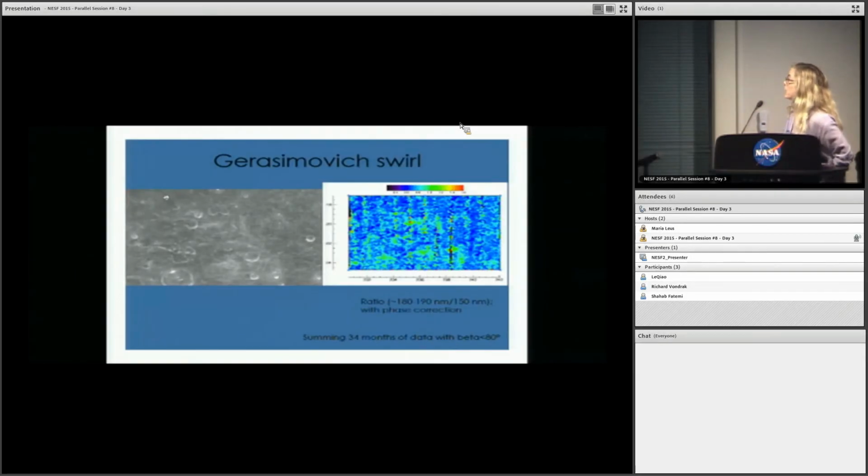Let's look at Gerasimovich. Visible image, FUV image. Again, this is actually more data. Remember, this is a highlands region, so the color bar here is different. The color scale is different.